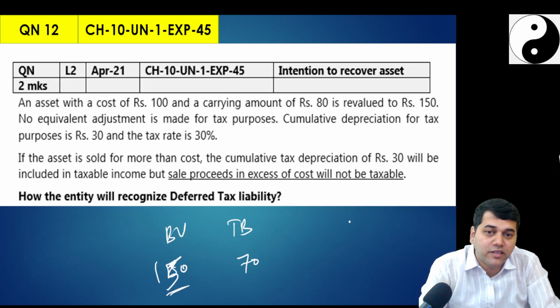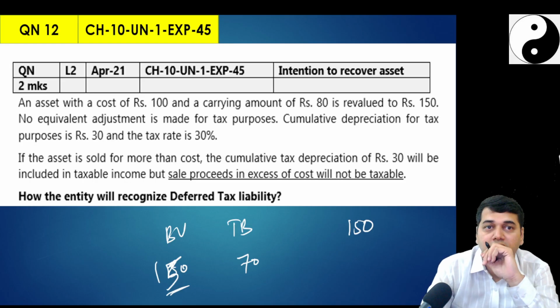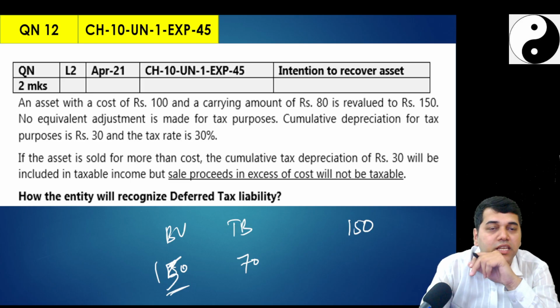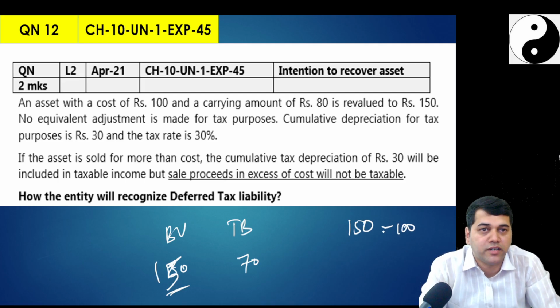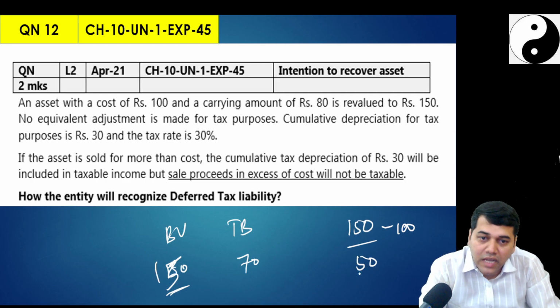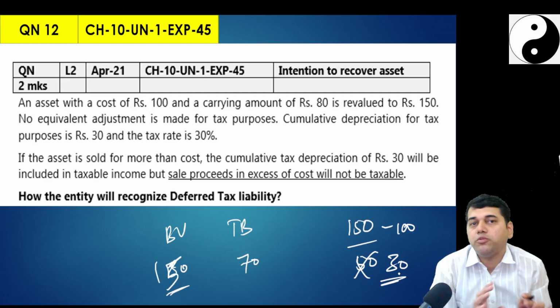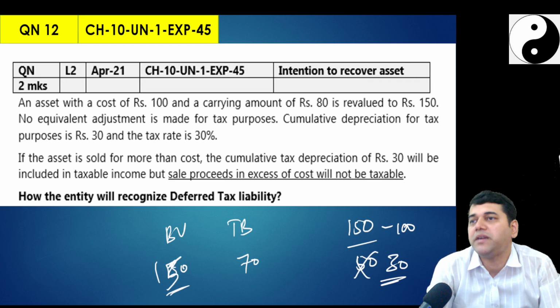Now let us take a scenario. If you sell at 150, how much deduction am I going to get? If the asset is sold for more than the cost of 100, your cost is 100, so 50 is the profit. The cumulative tax depreciation of 30 will be included in the taxable income. That means the excess of that will not be taxable. So up to 30, you have to pay tax because that is the deduction I have given to you. Whatever more income you have, just ignore it. It's a permanent difference formula.